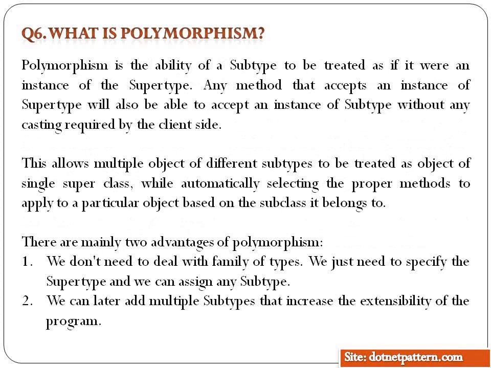Question 6. What is polymorphism? Polymorphism is the ability of a subtype to be treated as if it were an instance of the supertype. Any method that accepts an instance of supertype will also be able to accept an instance of subtype without any casting required by the client side. This allows multiple objects of different subtypes to be treated as object of single superclass, while automatically selecting the proper methods to apply to a particular object based on the subclass it belongs to.